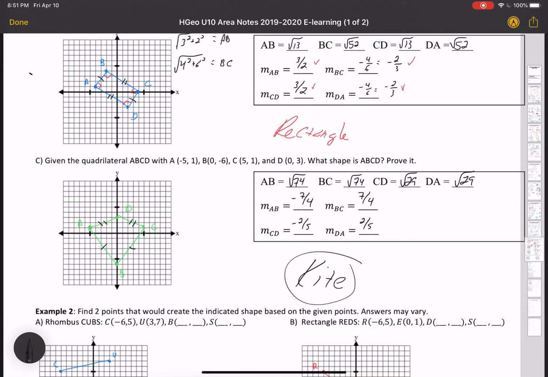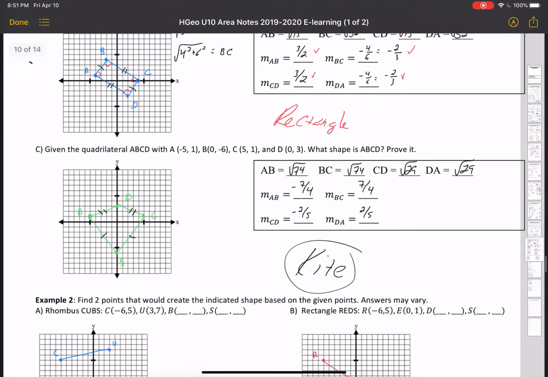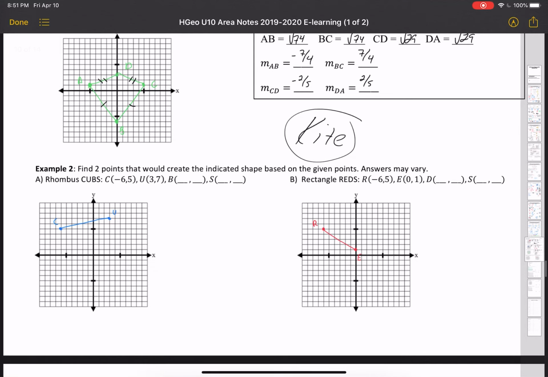Okay? So that is the bulk of this lesson, is given coordinates for a quadrilateral, determine what type of figure it is. But there are also these problem-solving questions where I give you 2 points and you need to use coordinate math and use the properties of the figures in order to find the other 2 coordinates. And there's going to be a couple different answers here.